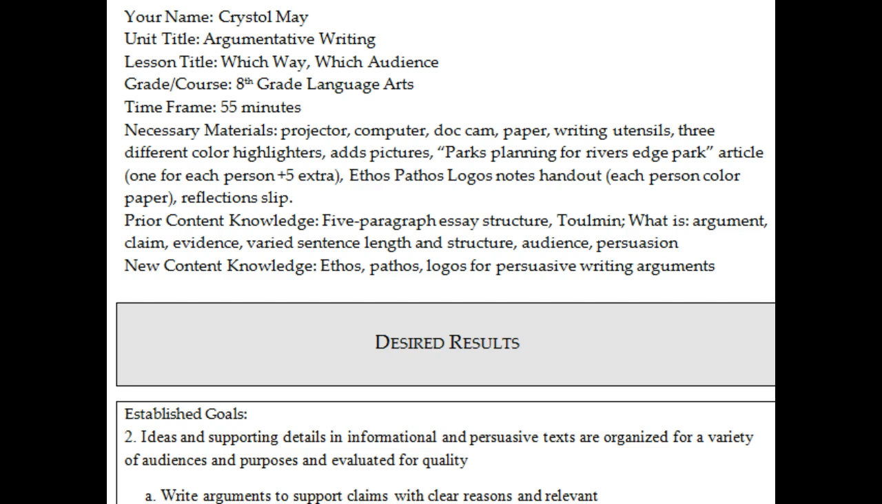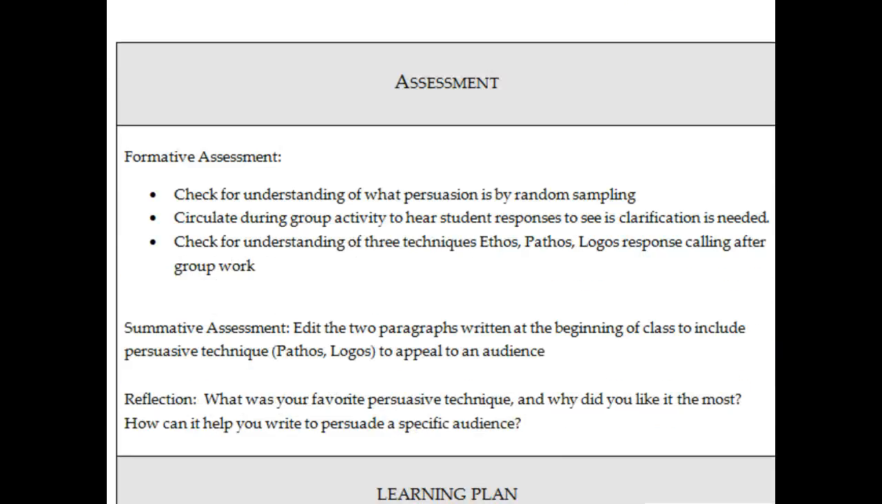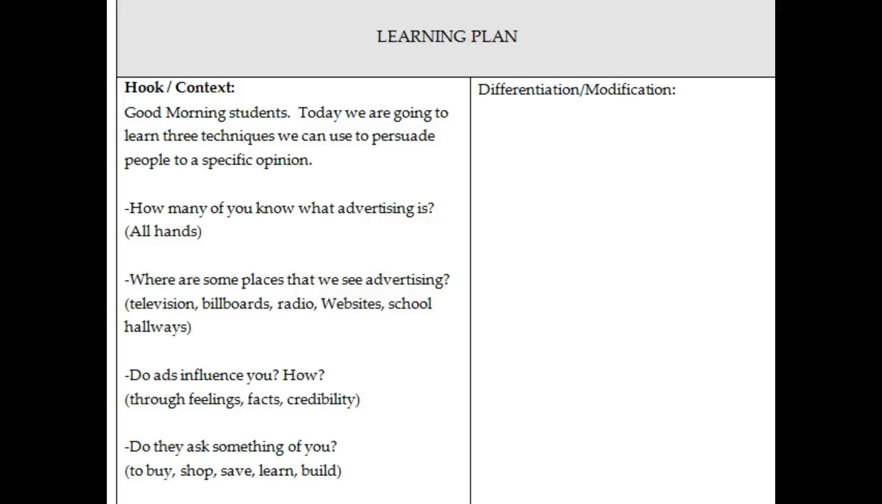So I noticed here that you've already talked about 5-paragraph structure in Toolman. You already talked about the definition of argument, claim, evidence, sentence length, okay? So, all right, skimming on through this stuff because it's very well done. All right, here we go.